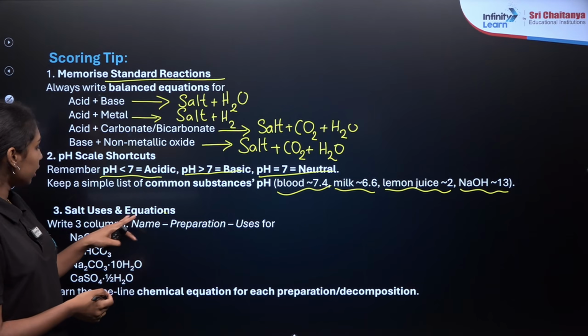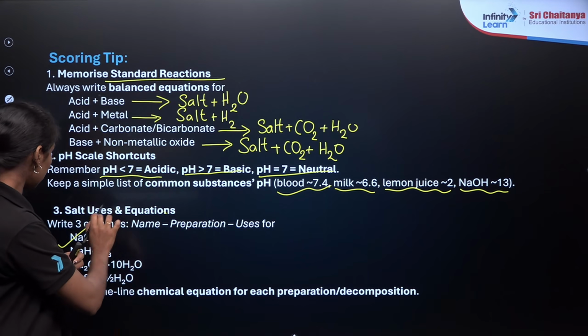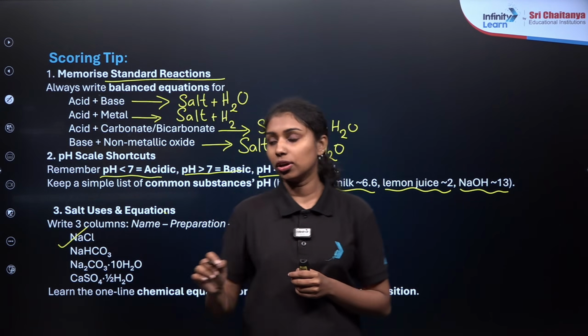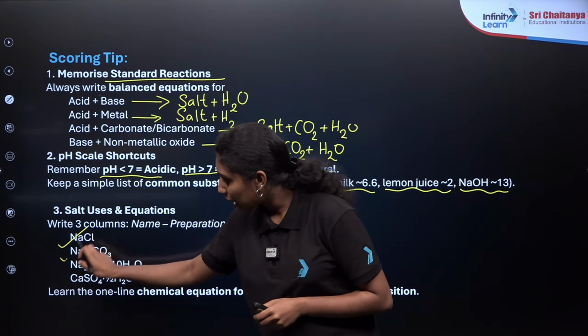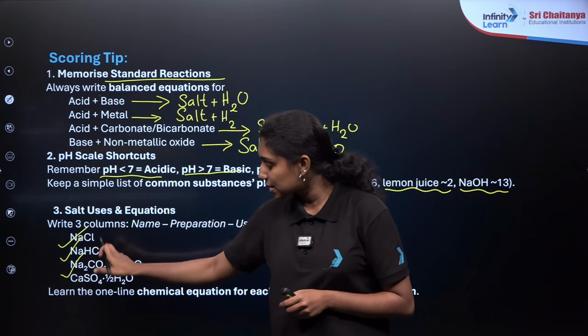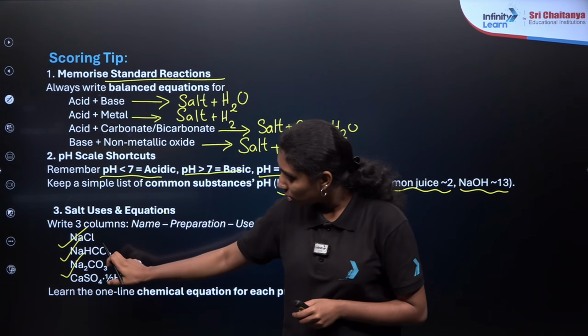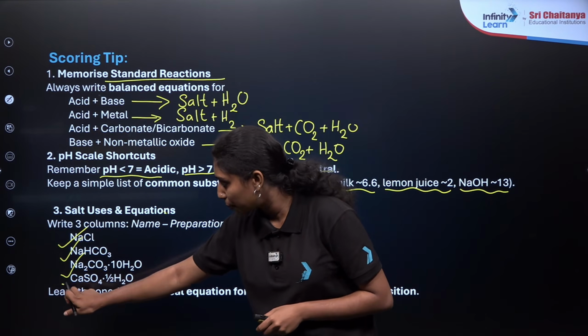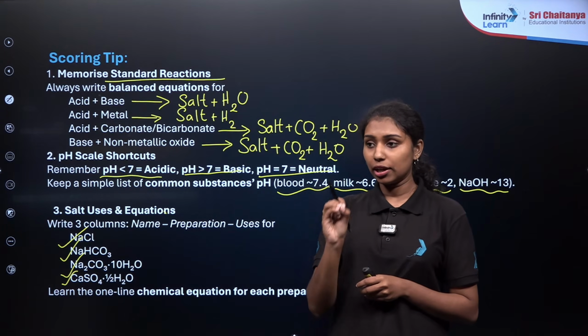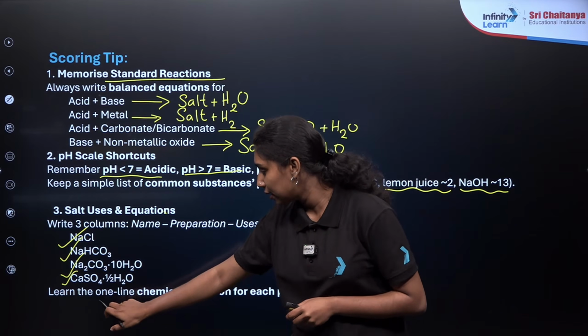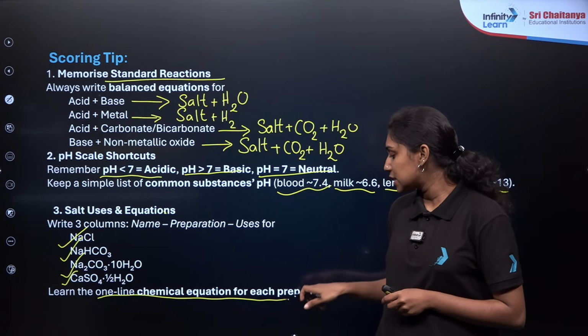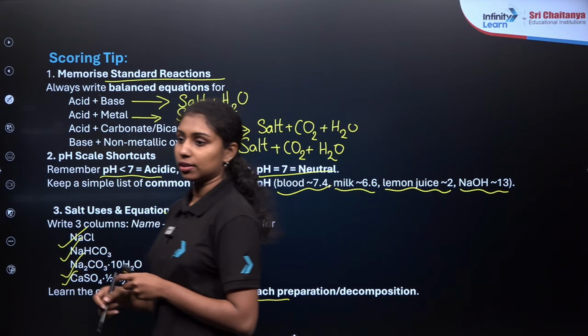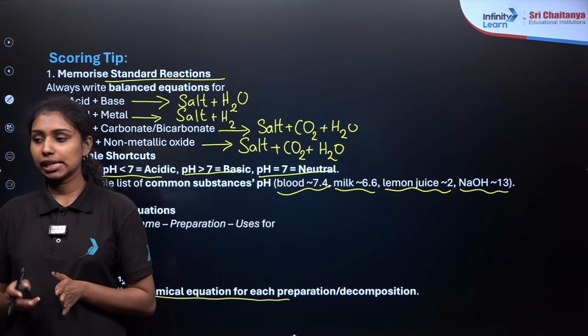The next one is salt uses and equations, right? The most common salts are given here: sodium chloride or common salt, then sodium bicarbonate and sodium carbonate. The first one is baking soda, the second one is washing soda, and this one is plaster of Paris. You must know at least a one-line chemical equation for the preparation of each salt. Is there any doubt?